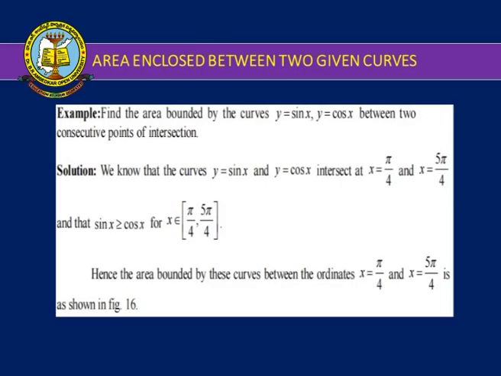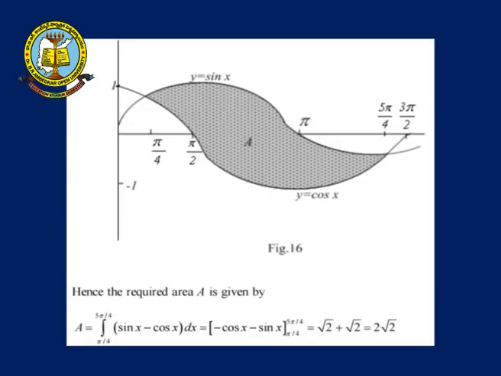Here y equals sin x and y equals cos x, between the consecutive points of intersection. What happens? It is the area enclosed between the two given curves, y equals sin x and y equals cos x, so that here x equals pi by 2 and x equals pi by 4. Here sin x is greater than or equal to cos x, so the area is bounded between x equals pi by 4 and x equals pi by 2, as we can see in the figure.